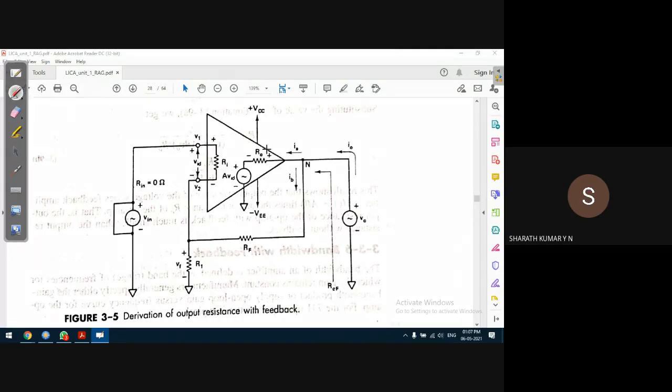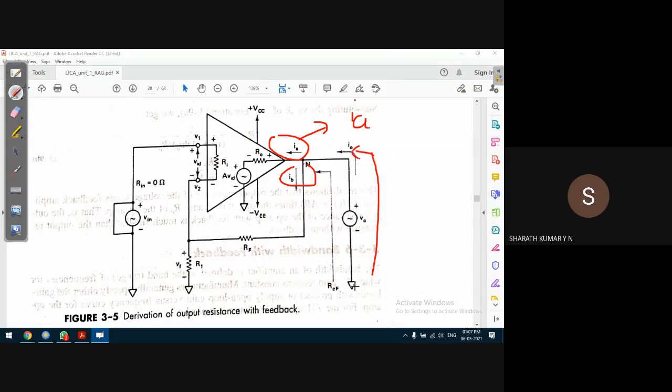This is IA. The scanning is not proper, so it's not clear. This is IA, and that means output current. As I said, the actual current direction is like this.